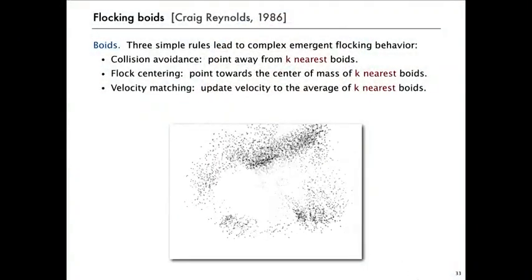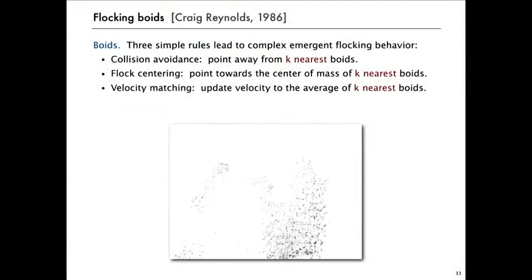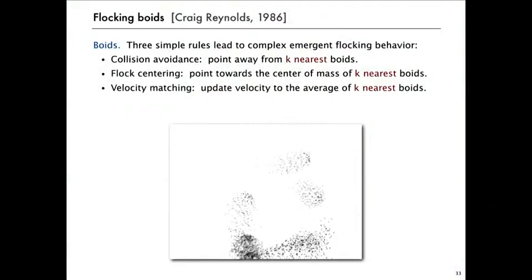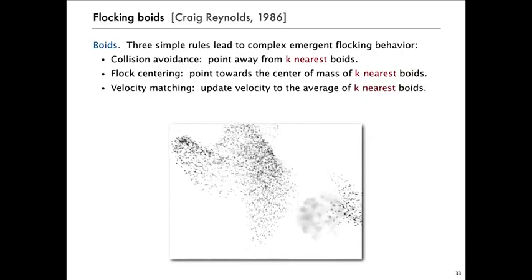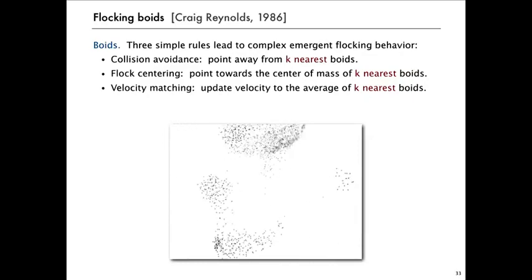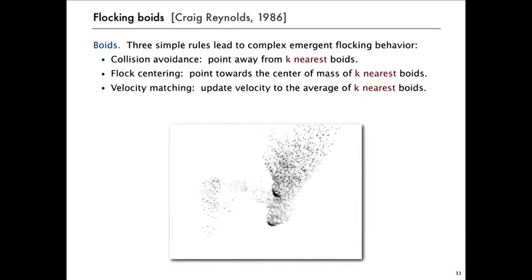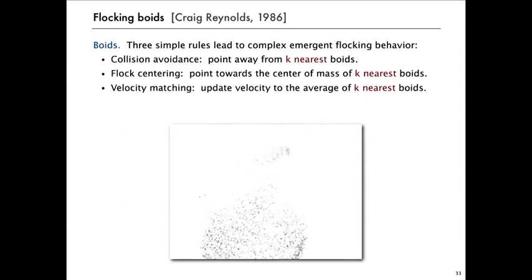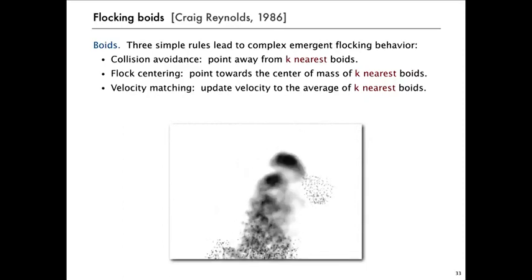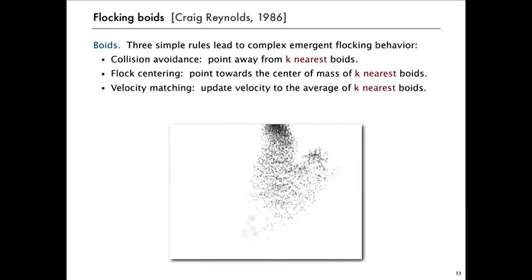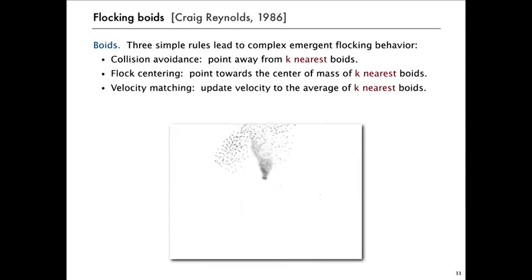So you have collision avoidance, where you always try to point away from the k nearest Boids. You have centering, where you try to point near the center of mass of the k nearest Boids. And velocity matching, where you update your velocity to the average of the k nearest Boids. And that algorithm works like this.